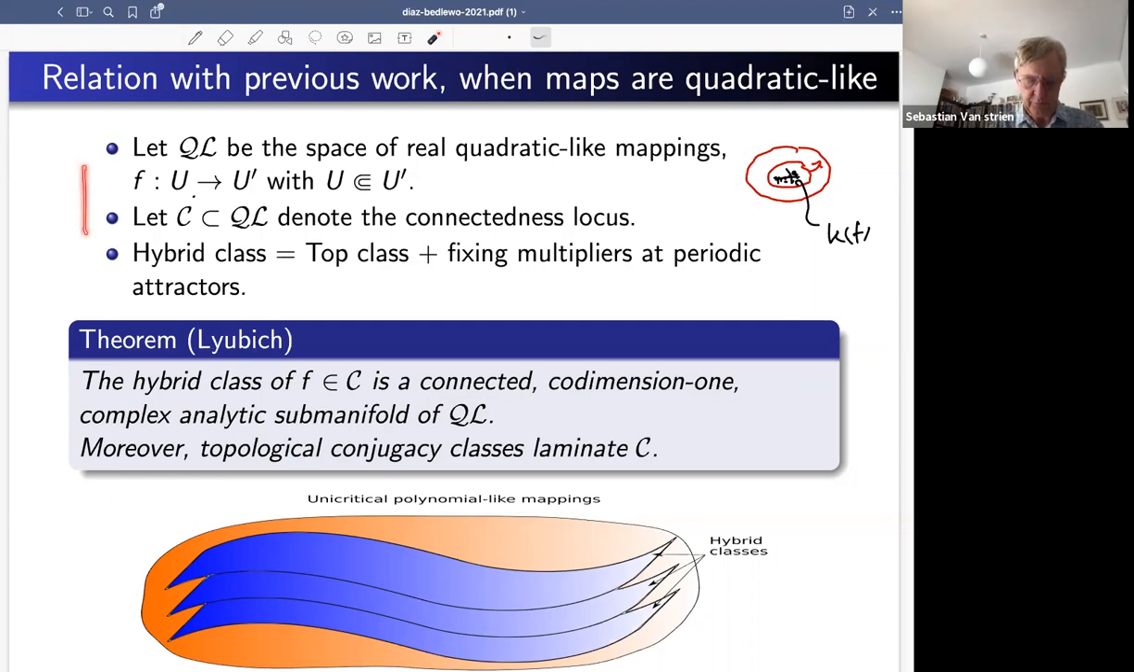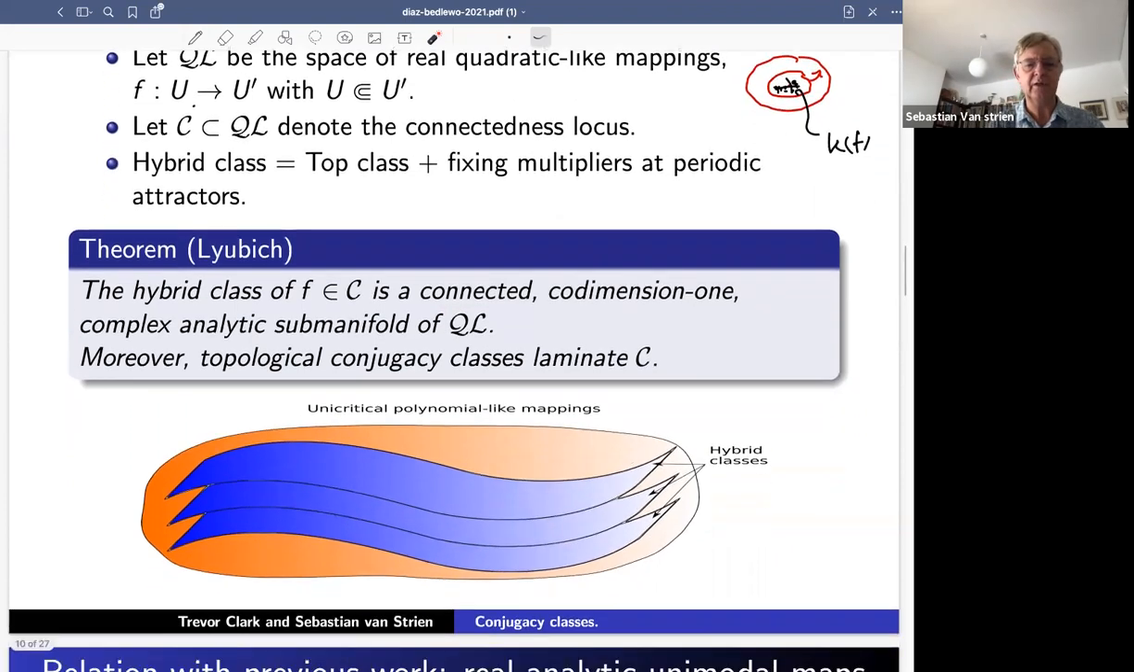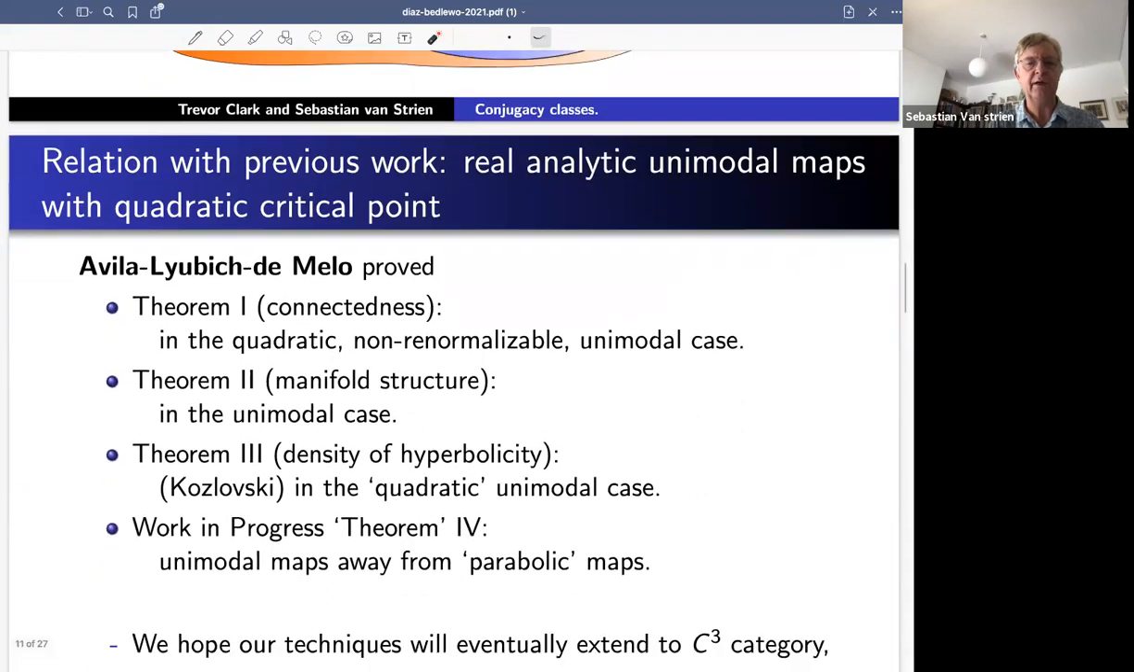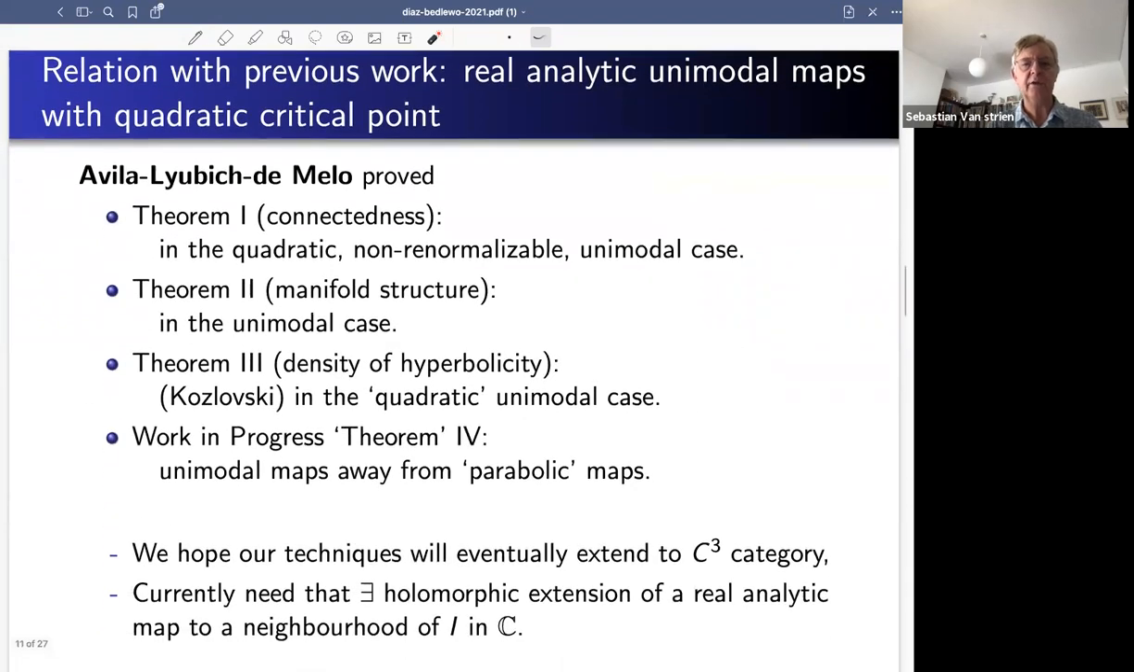So that's a beautiful result, but it really imposes a very strong assumption that you have this quadratic-like structure. And that's certainly not satisfied in general. If you take a real analytic map, you will simply not have that. So that's the first result that goes there. And then let me talk about other results that we build on.